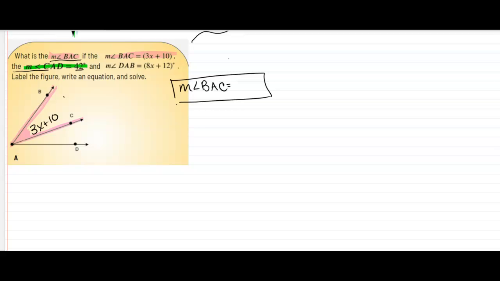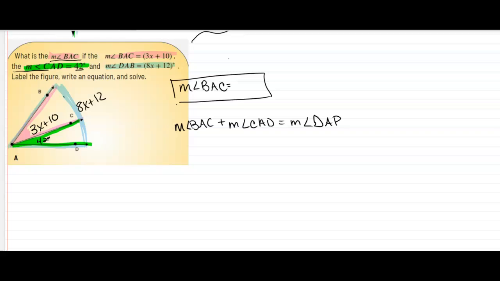Then they give us the angle measure of CAD. CAD is this one here, and that angle measure is 42 degrees. And then finally, the angle of DAB, so we're looking at this big angle, and that one is 8x plus 12. So using the angle addition postulate, let's write down the equation. We have the measure of angle BAC plus the measure of angle CAD is equal to the measure of angle DAB. So the two smaller ones are equal to the larger one.